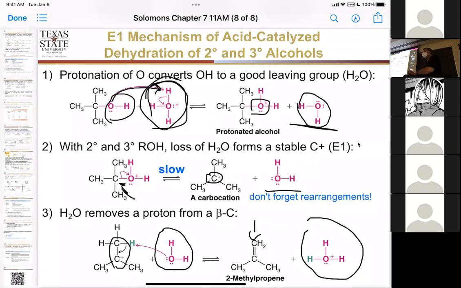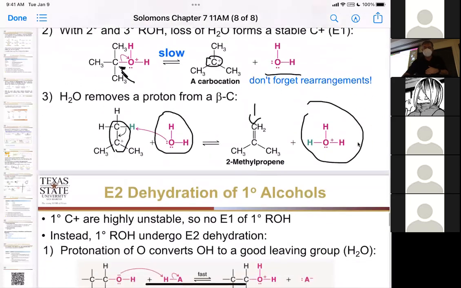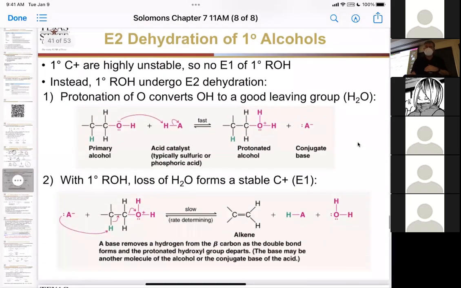OH minus as a leaving group, never happened. But water as a neutral leaving group is a really good leaving group. So we're using that temporary protonation to make it leave and give us that carbocation. Okay. So primary alcohols are a little different because we can't form that carbocation.